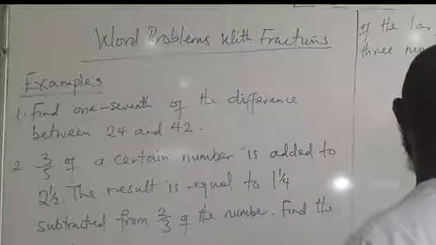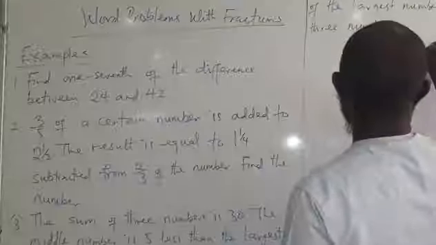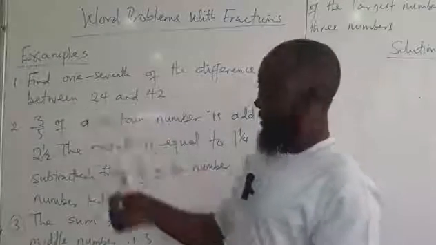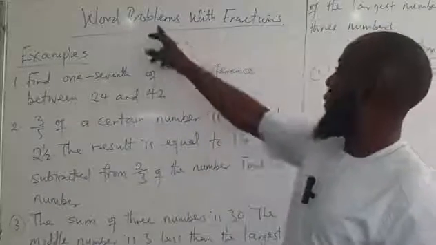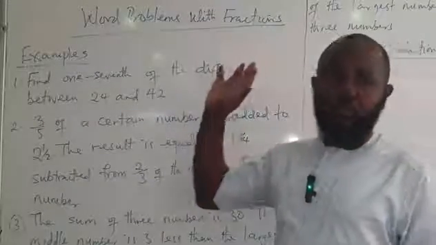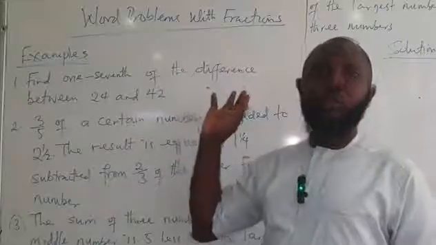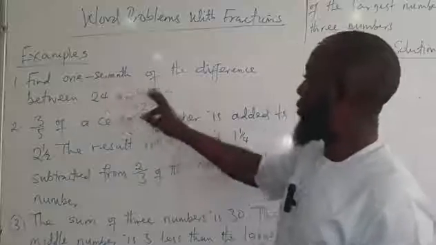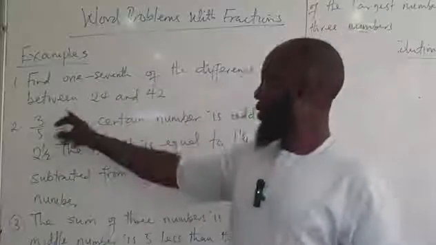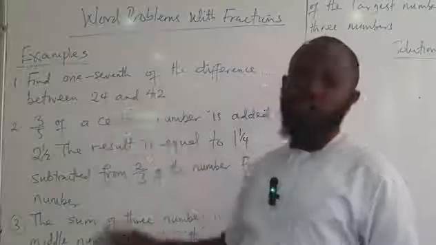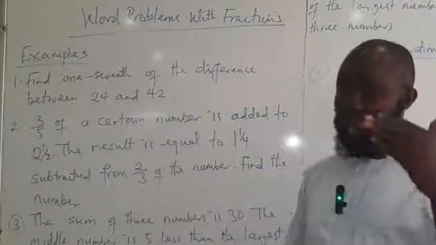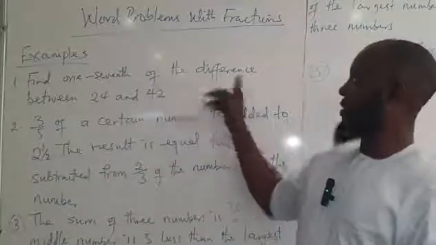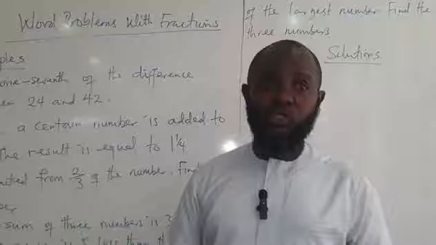So the first one, solution. Here we have: find 1/7 of the difference between 24 and 42. You can see these are problems with fractions, so most of our interpretation will be leading to fractions. When I was explaining sums and differences, I made mention of positive difference and negative difference. In this case, it is just the difference, which is talking about the positive difference.